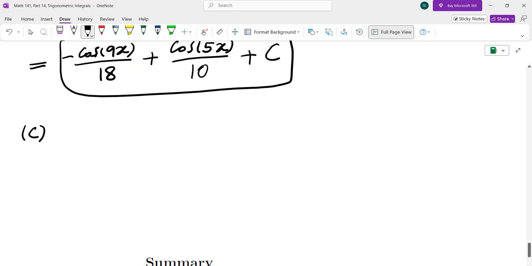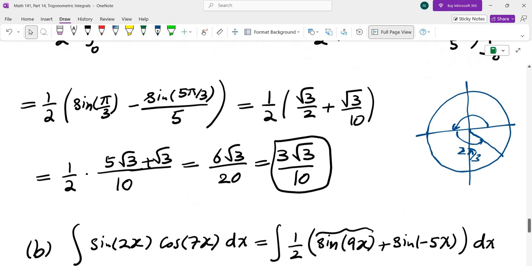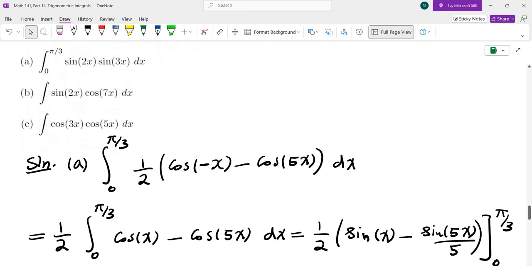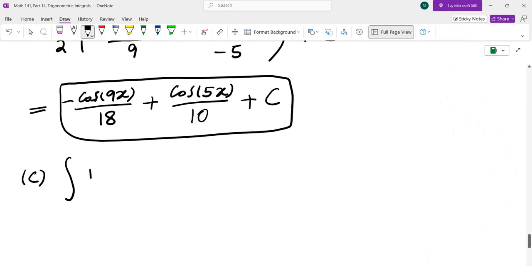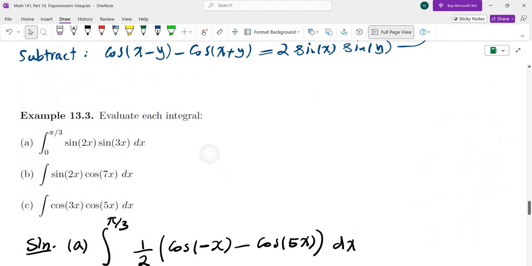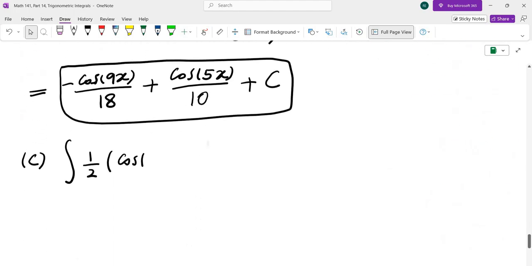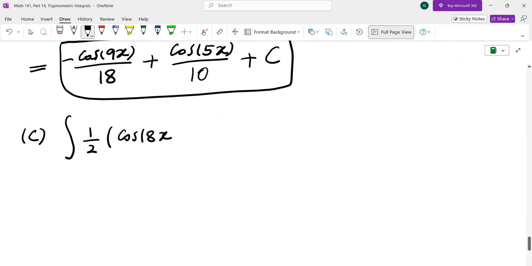Finally, the last part is very similar. We have to apply a different formula. That's really the only difference here. So we have a product of cosines. So we'll have to take the integral of 1/2 of cosine of the sum, which is, let's see what the angles were, 3x and 5x. So that would be 8x, plus cosine of 2x, which is the difference of the two.